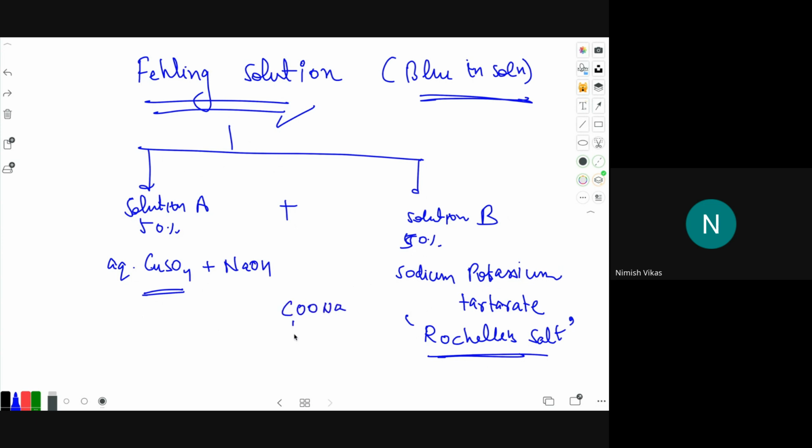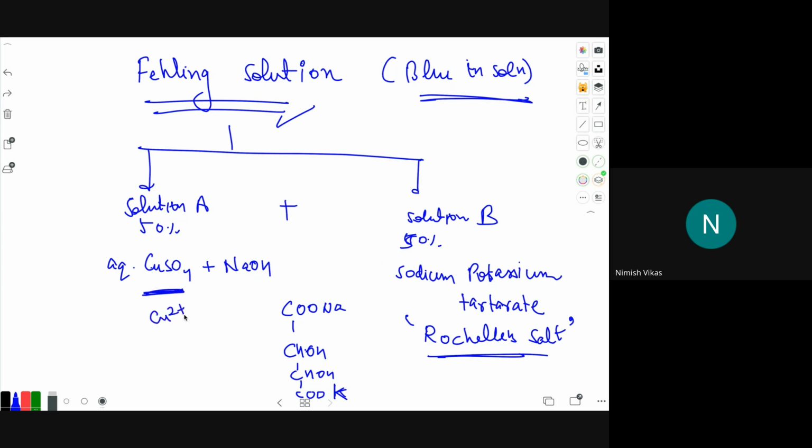COONa, CHOH, CHOH, COOK. Right? So we mix both and we get Fehling's solution. So is that fine? Is that clear to everybody? Generally, you're getting what? Yes.